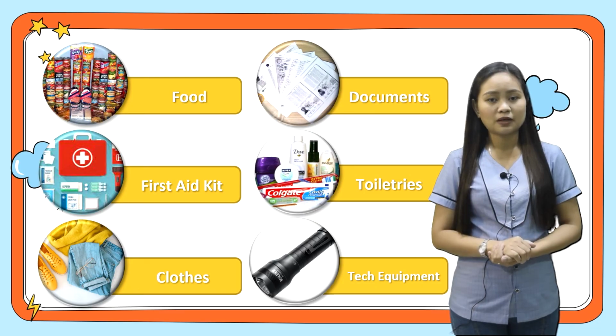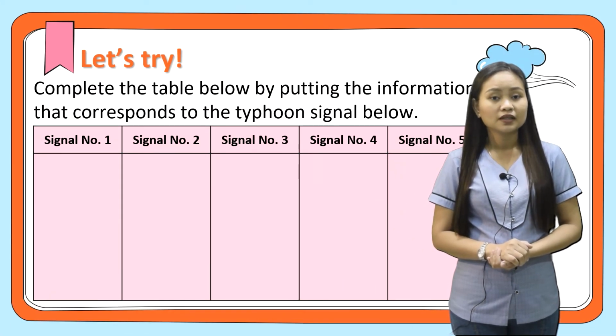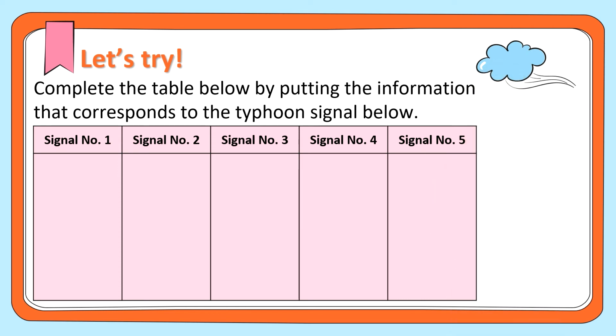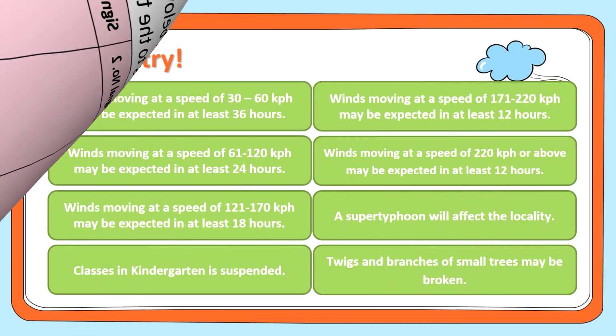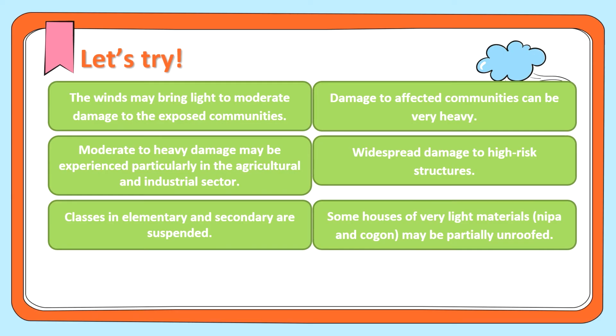Now that you have learned about weather disturbances and its effect on one's daily life, let us answer this activity. What you are going to do is you will complete the table by putting the information that corresponds to the typhoon signal. I will give you 5 minutes to finish this activity. Again, you may pause this video while doing this activity. Here are your choices.